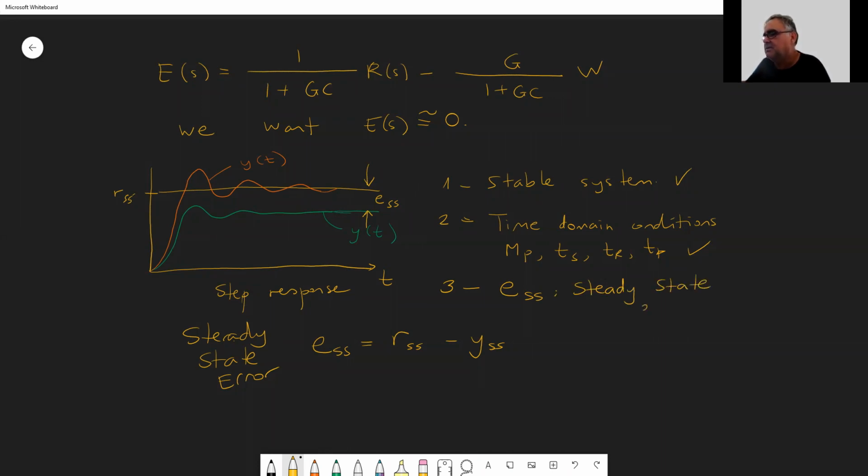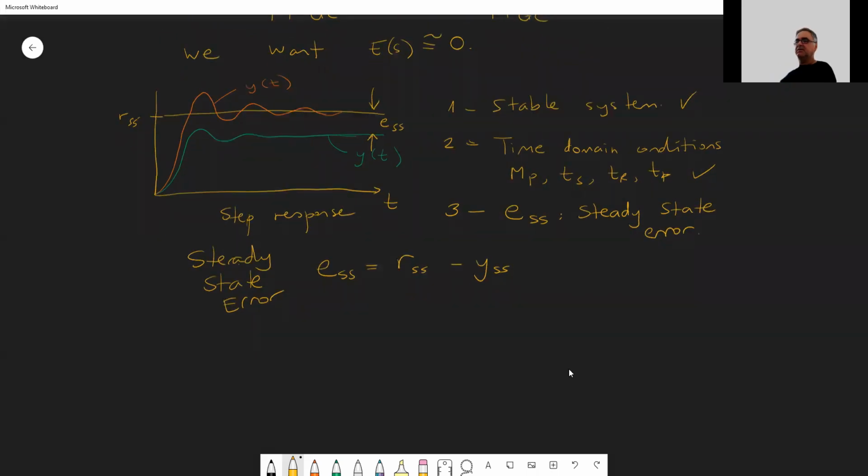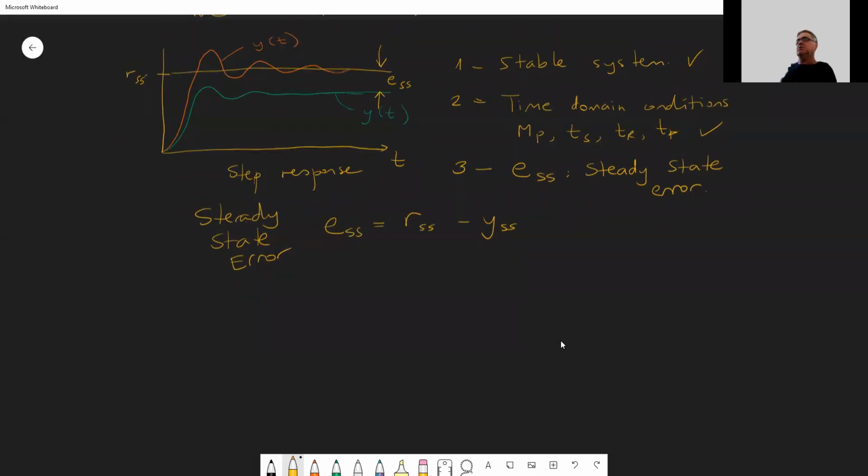And this is an important quantity. We should try to eliminate the steady state error, and that will bring us to controller types and so on. That's what we are going to look at later on.